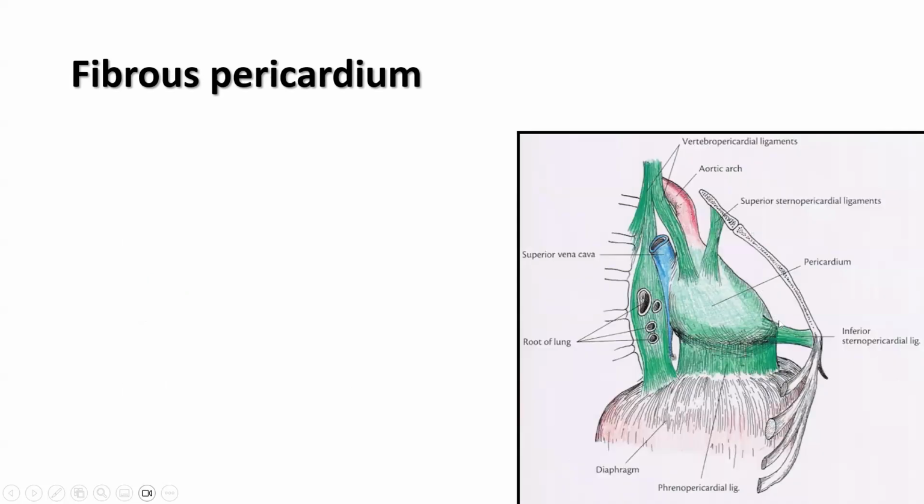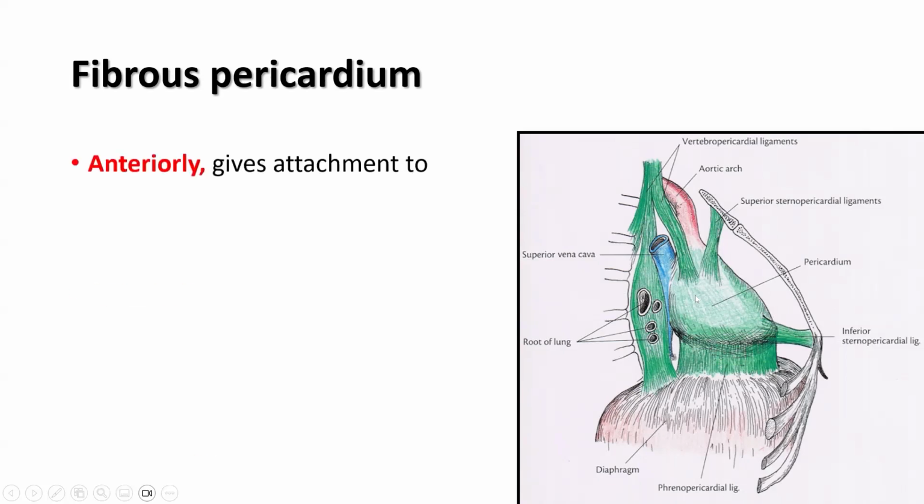Now, here is the heart and this is the fibrous pericardium, this greenish structure. This is the anterior aspect. Here is the sternum. This is the manubrium sterni. This is the body of the sternum. And here is the xiphoid process. Okay. This is the posterior aspect of the heart.